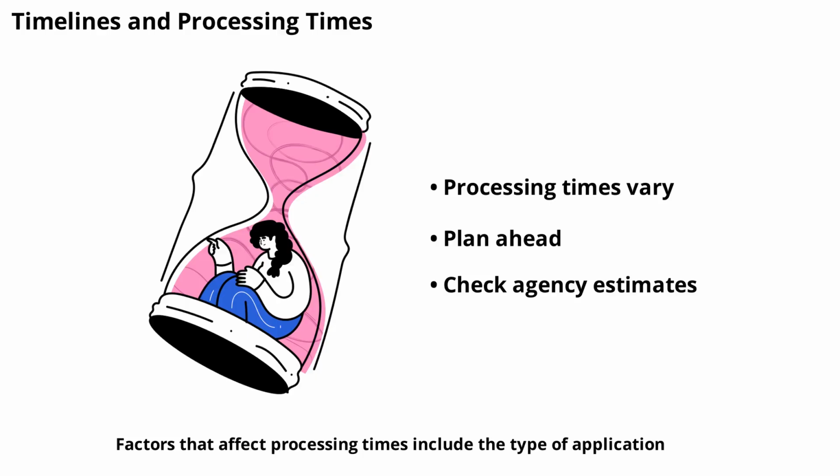Factors that affect processing times include the type of application, the volume of requests, and the complexity of your case. It's important to be patient and plan ahead, especially if you need the service or benefit by a certain date. Many agencies provide estimated processing times on their websites.